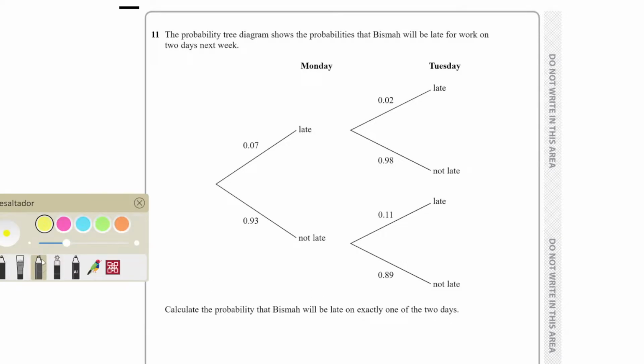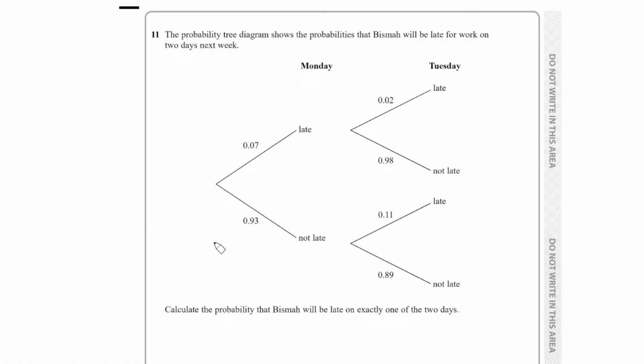So I like to highlight my options. I don't know if in the exam you can literally highlight, but if you can just identify it somehow, maybe you can use a squiggly line or something. So late on exactly one of the 2 days. So he could be late on Monday, but then he'd have to be on time on the next one. And then he could be not late on Monday, but therefore he'd have to be late on Tuesday. So those are our 2 options, aren't they?